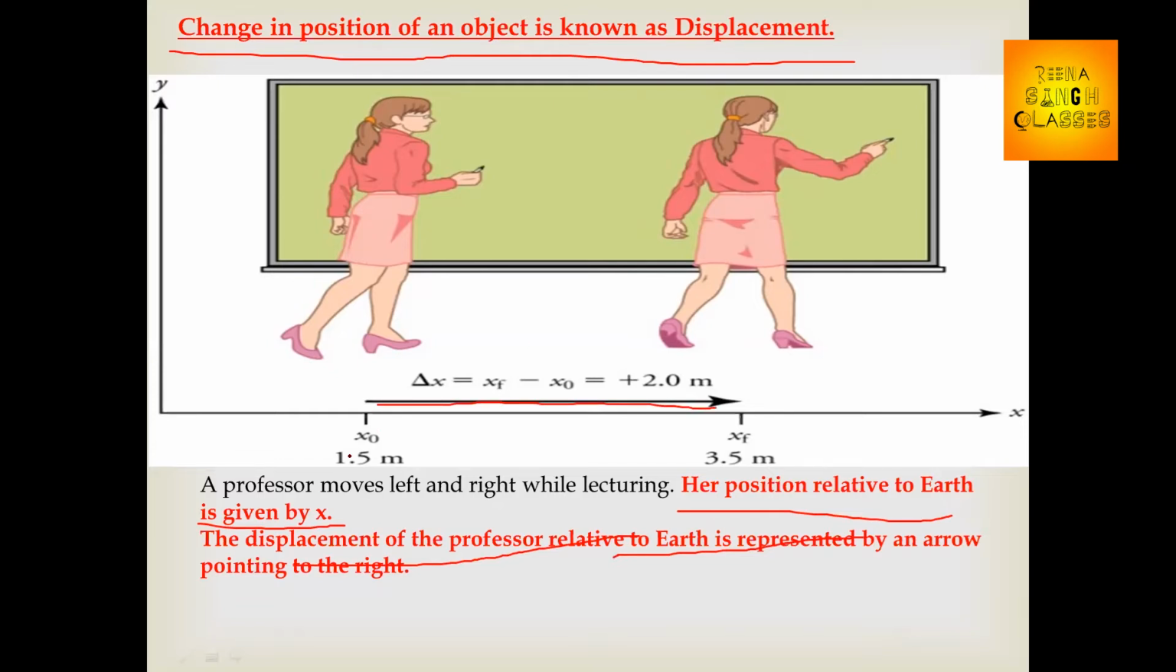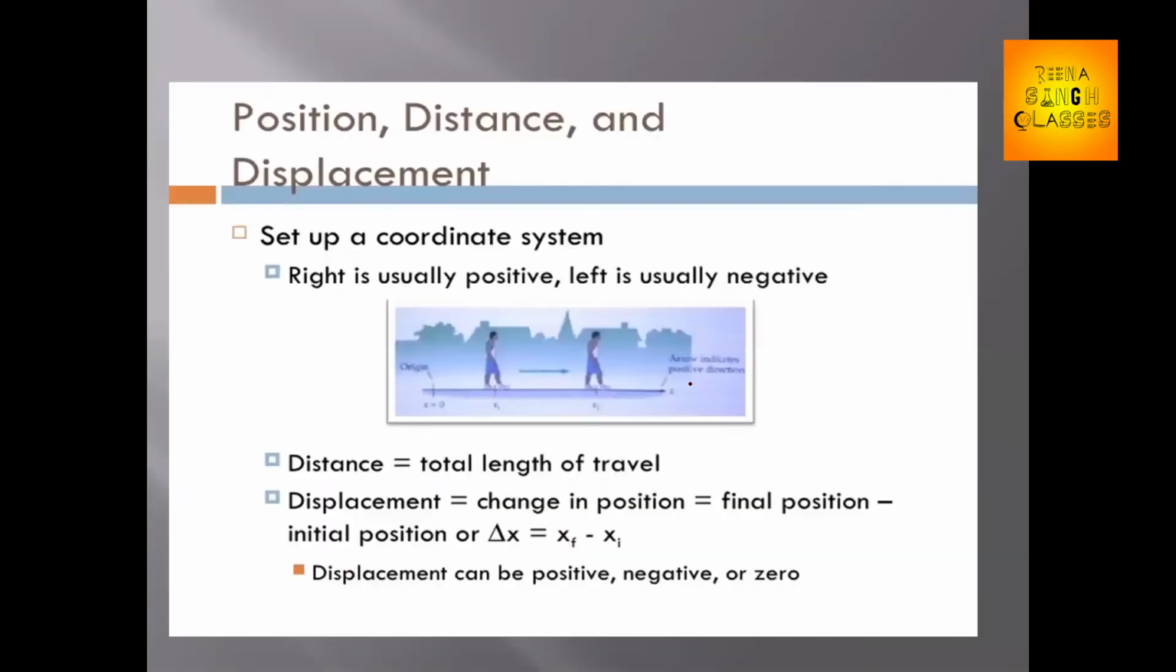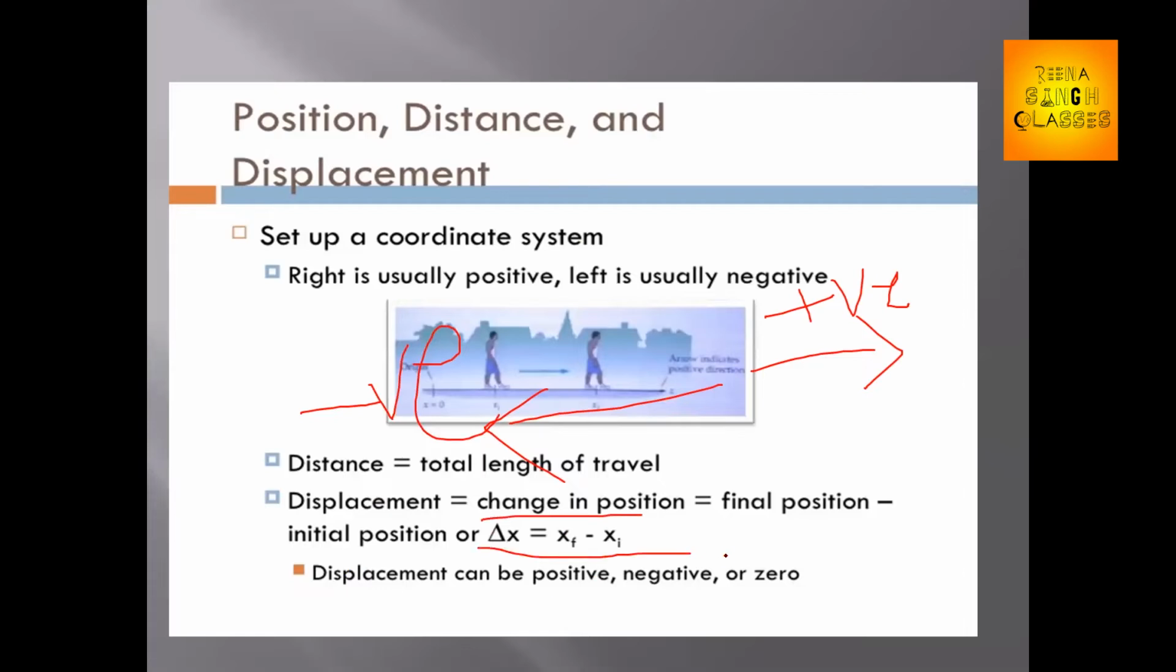So the initial position is 1.5 meter and the final position is 3.5 meter. So what change in position do we get? Change in position is final position minus initial position, which is 3.5 meter minus 1.5 meter, and we get 2.0 meter. How to set up a coordinate system? Right is always taken as positive when an object is moving right, and left is always taken as negative. And displacement is change in position, final position minus initial position.